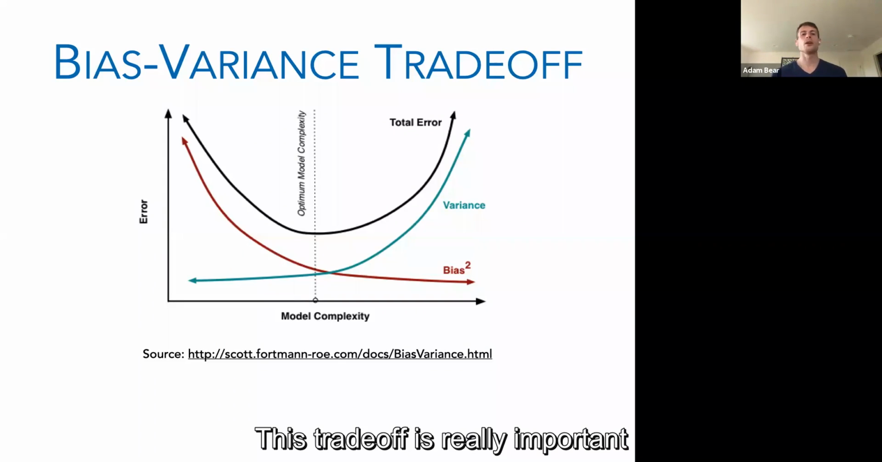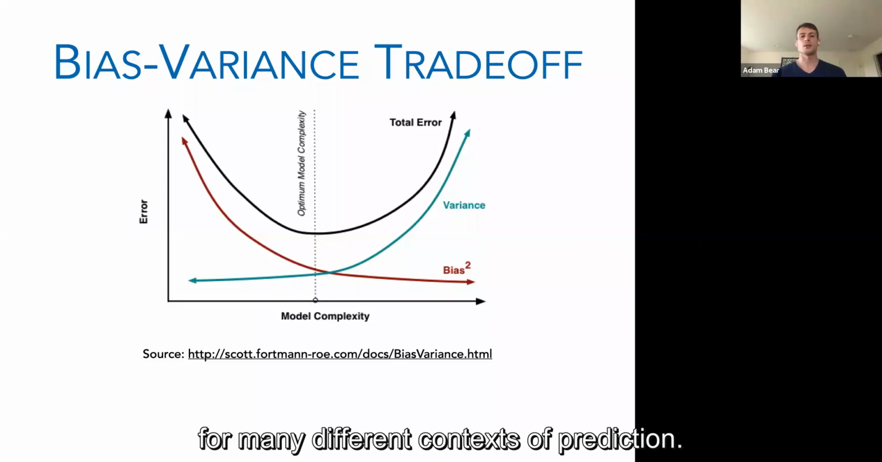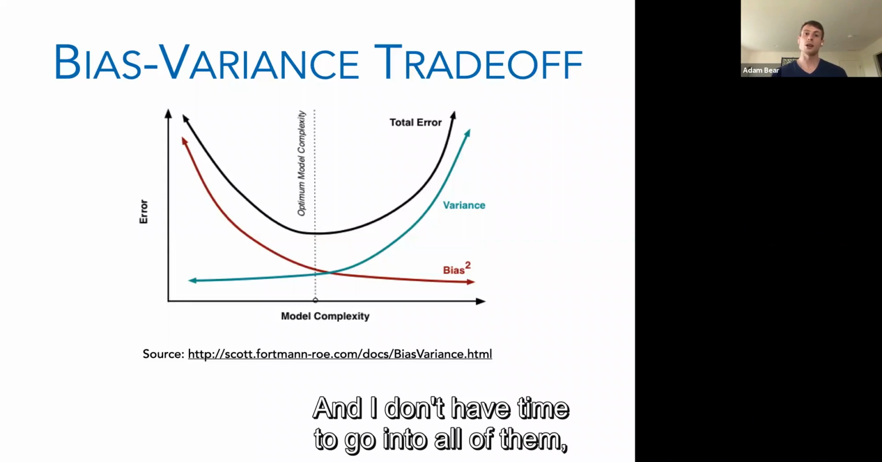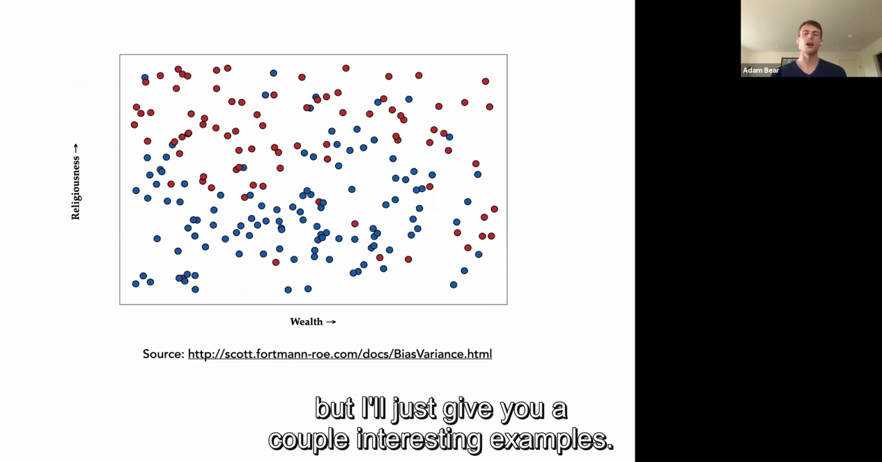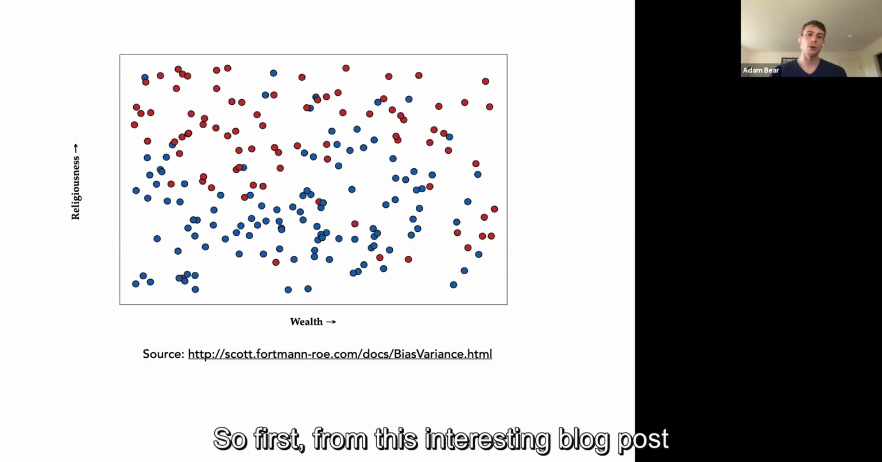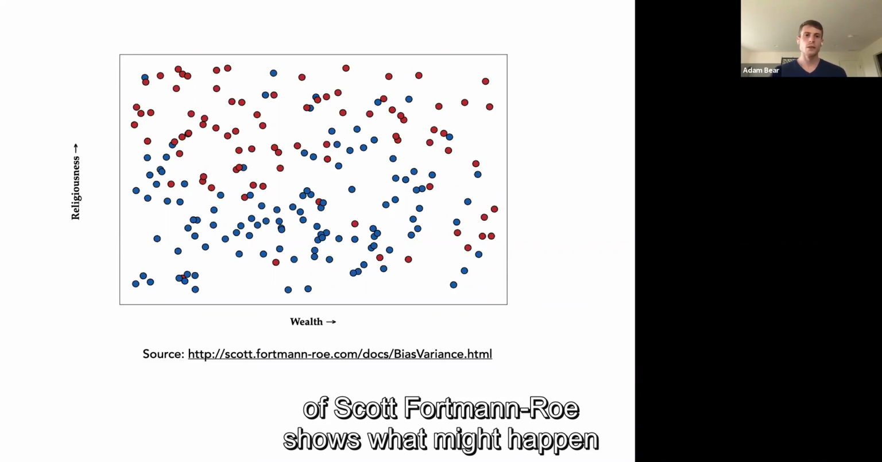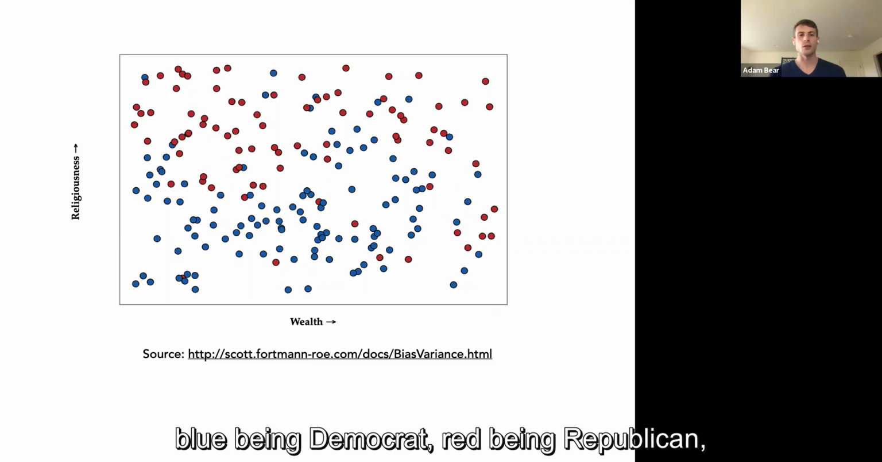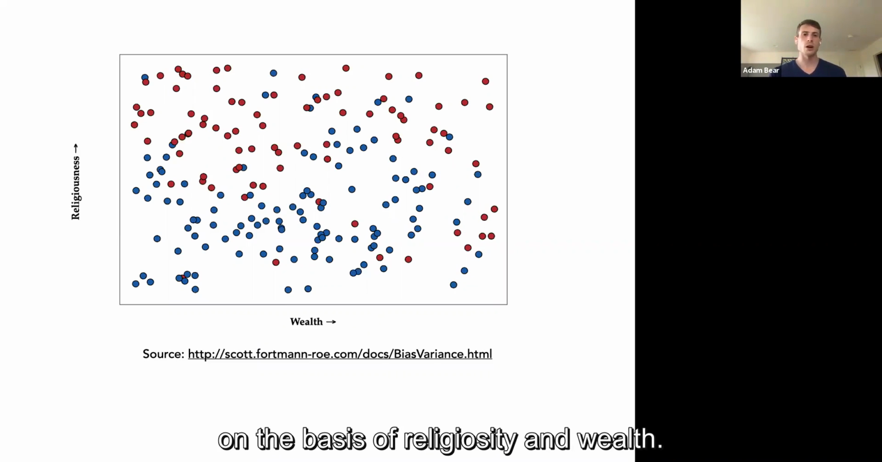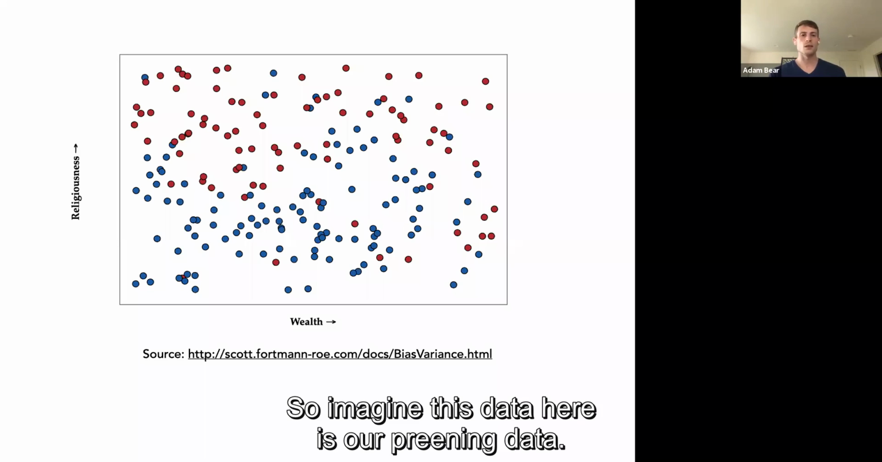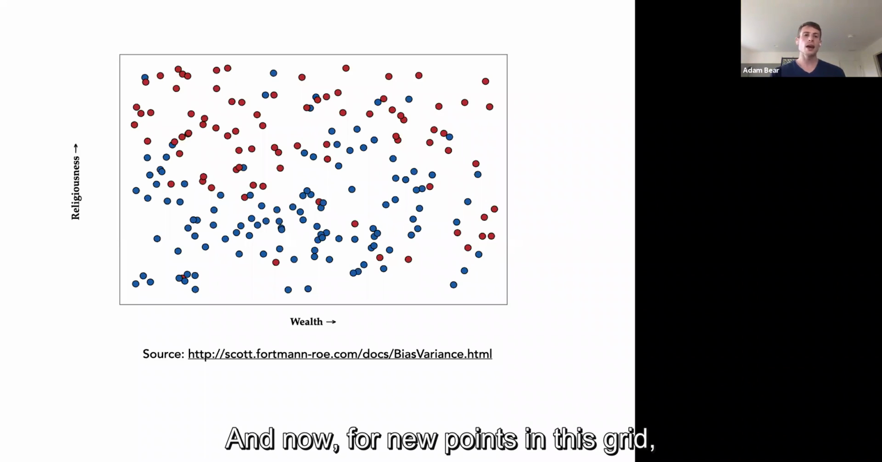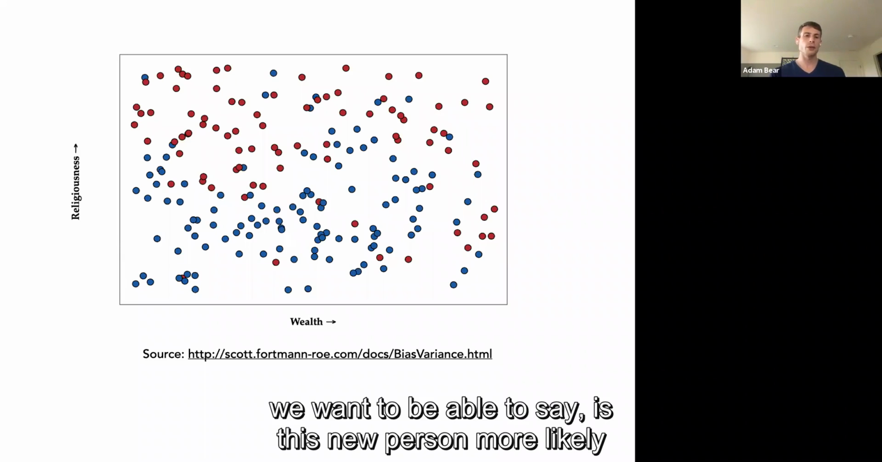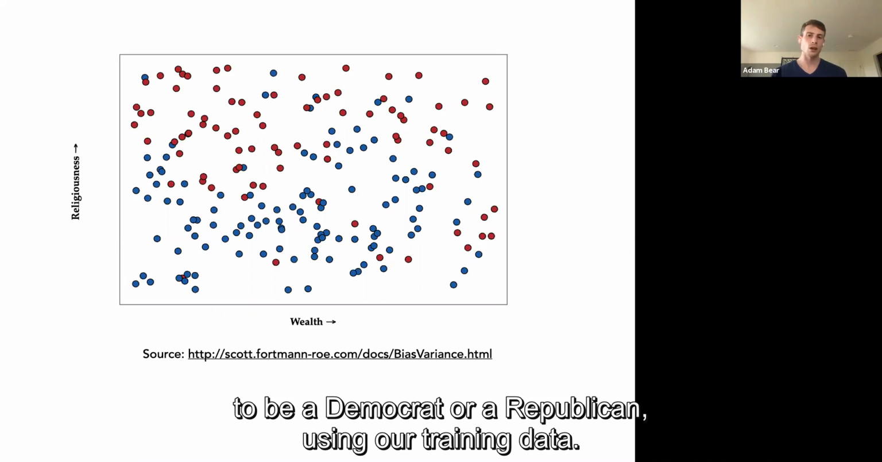This trade-off is really important for many different contexts of prediction. And I don't have time to go into all of them, but I'll just give you a couple interesting examples. So first, this interesting blog post of Scott Fortmann-Roe shows what might happen if you're trying to predict political orientation, blue being Democrat, red being Republican, on the basis of religiosity and wealth. So imagine this data here is our training data. And now for new points in this grid, we want to be able to say, is this new person more likely to be a Democrat or Republican using our training data?